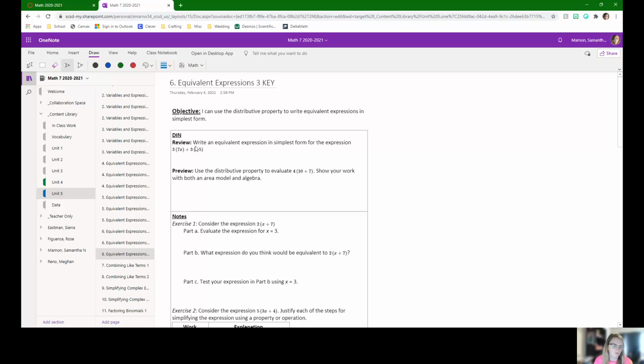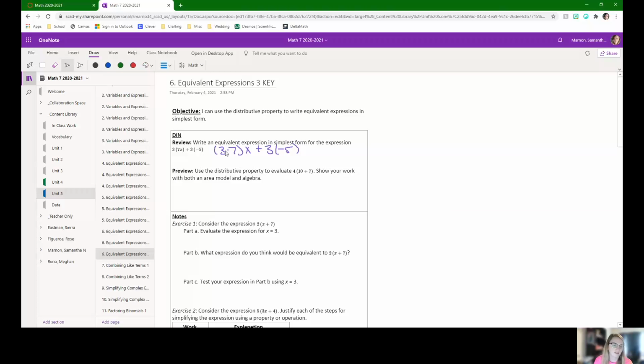So our review question for our DIN, write an equivalent expression in simplest form for the expression 3 times 7x plus 3 times negative 5. So pause the video and see if you can write an equivalent expression for this. Okay, so something you might have done was you might have used the associative property here. So instead of doing that 7 times x first, you could have said I want to do 3 times 7 first.